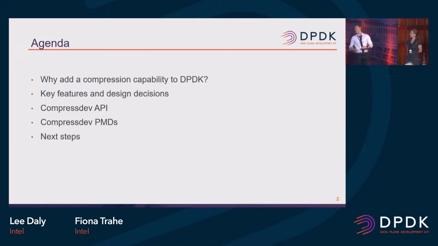What we're going to start off with is the why. Why do we do this? And then we'll talk about the what is it and a little bit of detail of how we did it. After that, we'll talk about the API and the PMD. And then last steps, we'll talk about our next steps. Where are we taking this? Where are we going next? Some asks from the community.